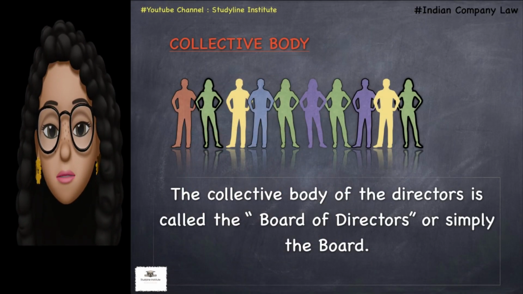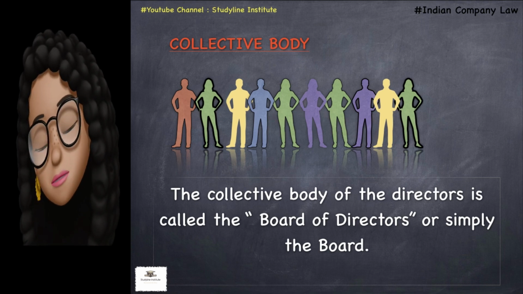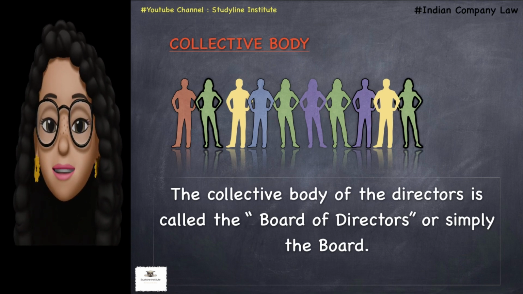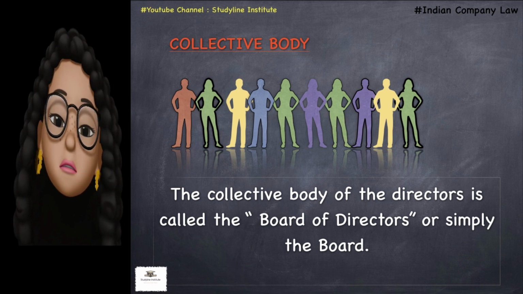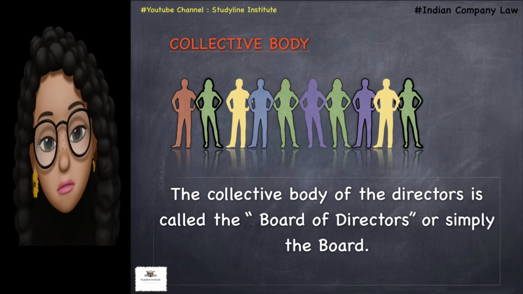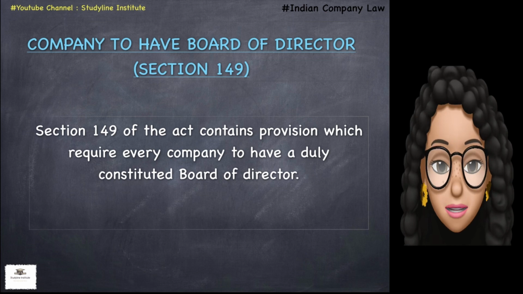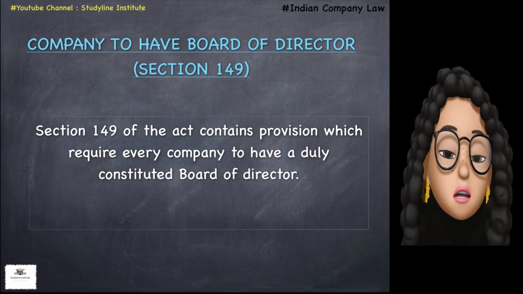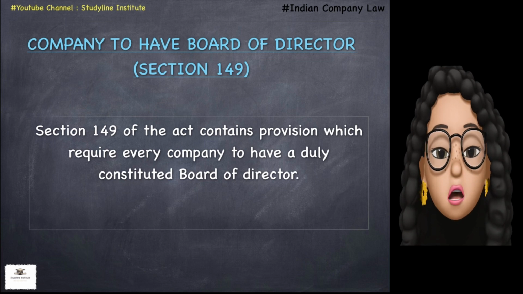Now, if we move forward, a company needs more than one director. When there are more directors, or we can say a collective body of directors, it is known as the board of directors. Section 149 of the Companies Act covers all the provisions regarding the appointment of directors of the company.